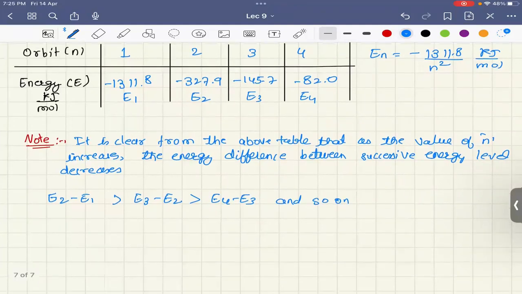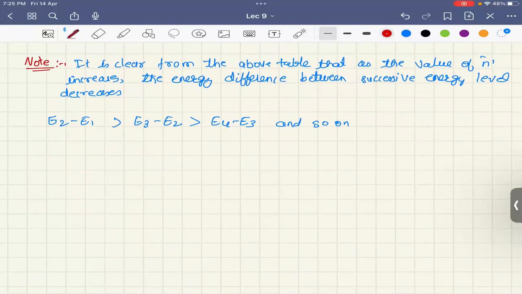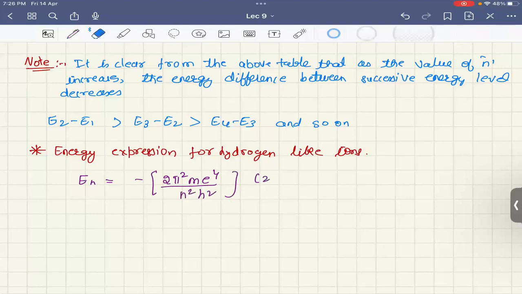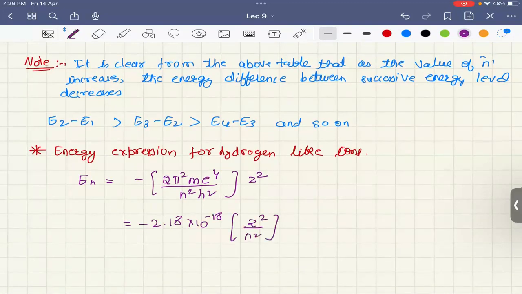Right. So now let us move on to the next topic: the energy expression for hydrogen-like ions. For hydrogen-like ions, En is equal to minus 2π²me⁴ over n²h², and here, to account for hydrogen-like ions, we just put in the Z square value, which comes out to be minus 2.18 × 10^-18 times Z square by n square joule, which comes out to be minus 1311.8 times (Z by n) whole square kilojoule per mole, where Z is the atomic number, right?